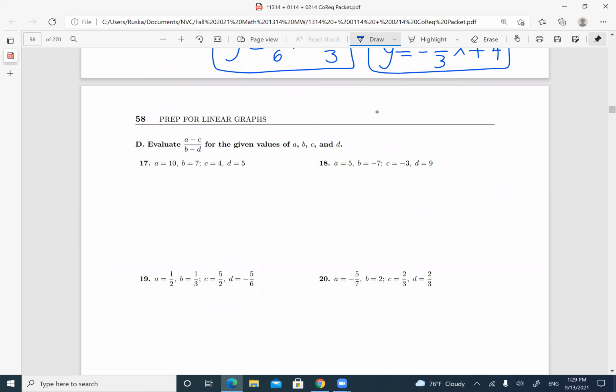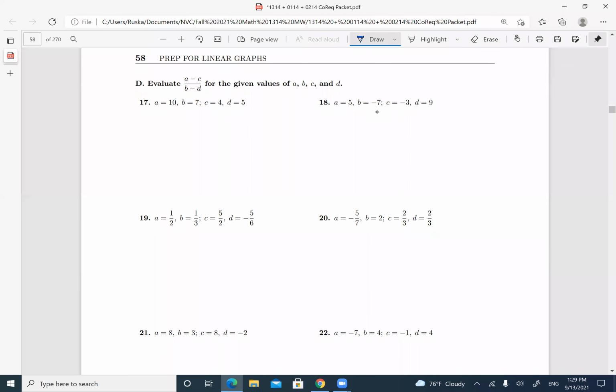Then you're going to page 58. So page 58 is going to help us when you start talking about slope. This is technically the formula to simplify the slope formula. This one here looks like the slope formula. So here they give us A, B, C, D. You're going to plug the numbers and then you're going to simplify.